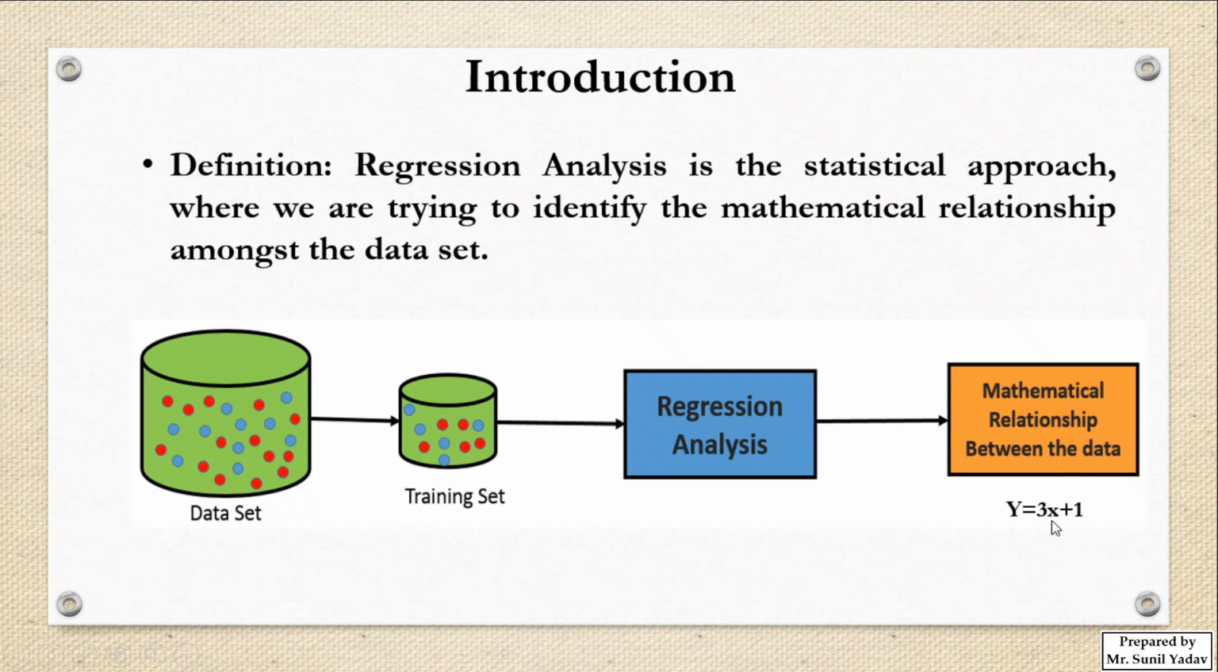In general we can say that the relationship between the red color sample and the blue color sample is y equal to 3x plus 1. If we want to calculate the value of red color samples, we need to multiply 3 with the blue color samples and then add 1. After doing that we can find the value of the red color samples. This is how the regression analysis algorithm works, and this is a very basic approach.